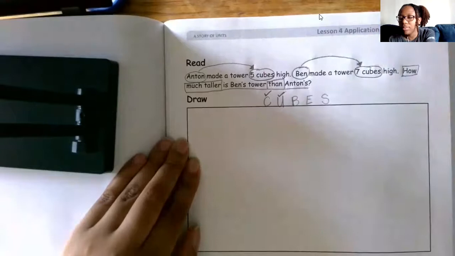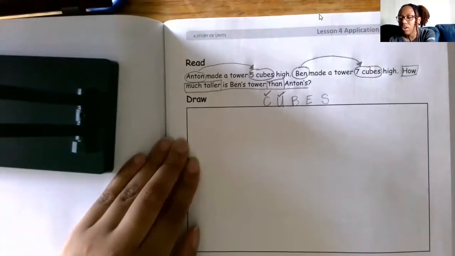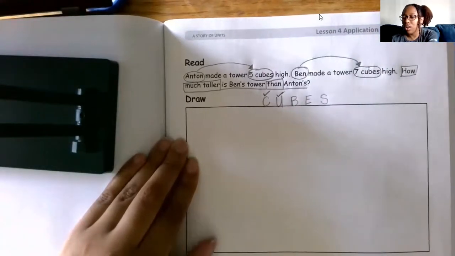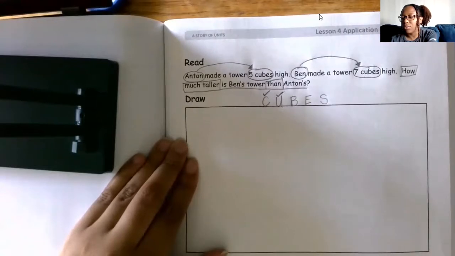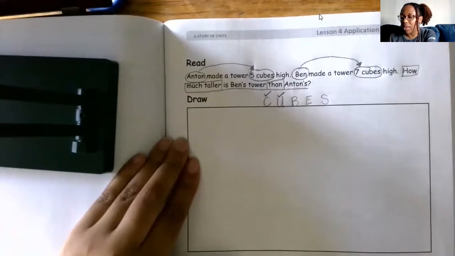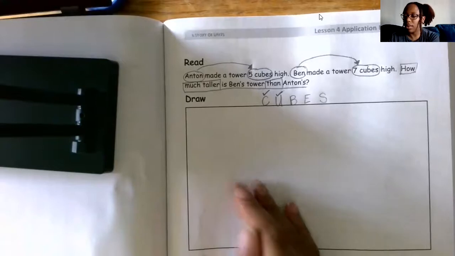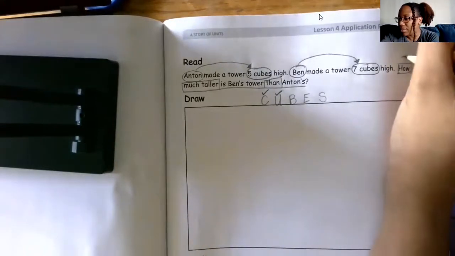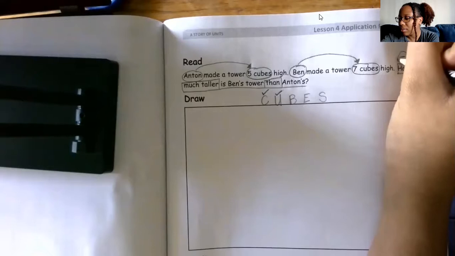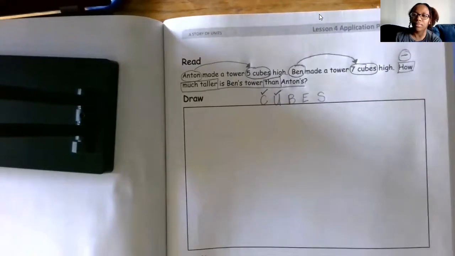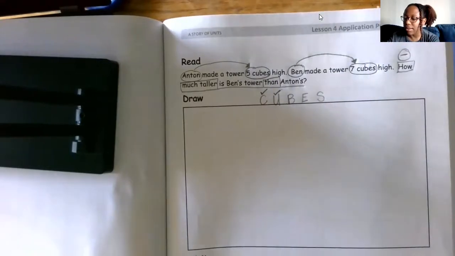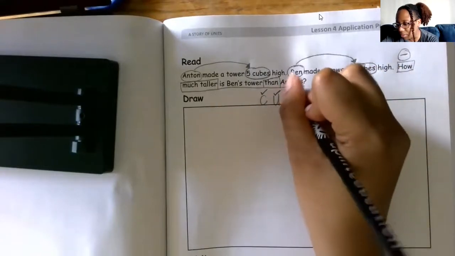Now, this one is similar to yesterday. This is how much taller than. So I know that I am going to compare. And I also want to know the difference between the two towers. So that means I am going to subtract. I'm going to what? Subtract. So I'm going to put my subtraction sign right here. And I'm going to go ahead and circle it. I did box my keywords, so go ahead and put a check mark there.